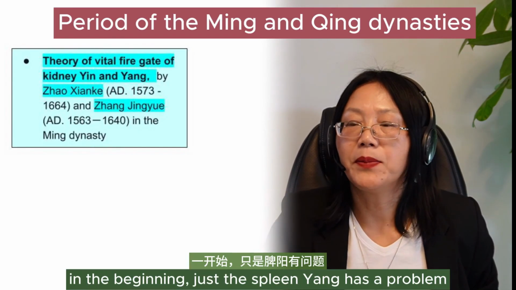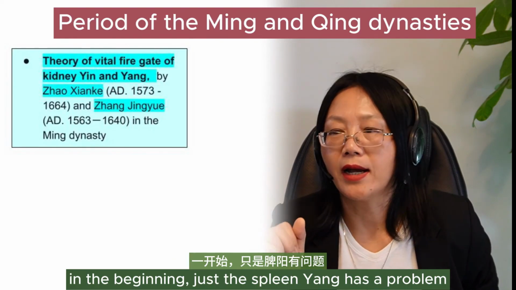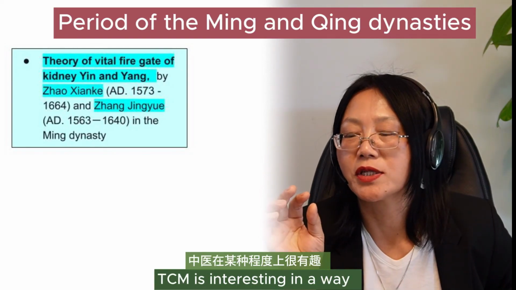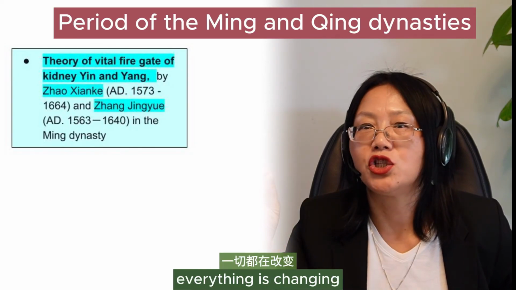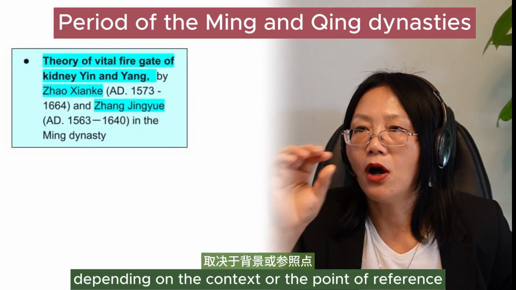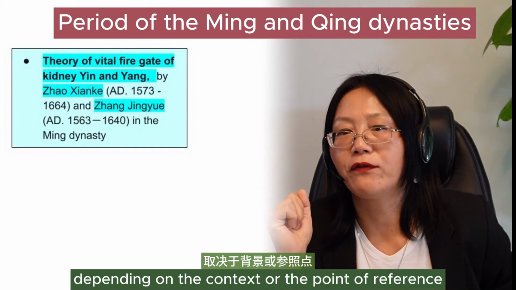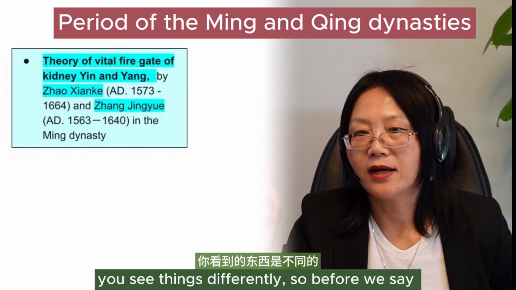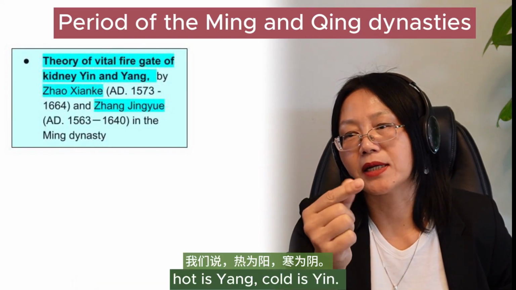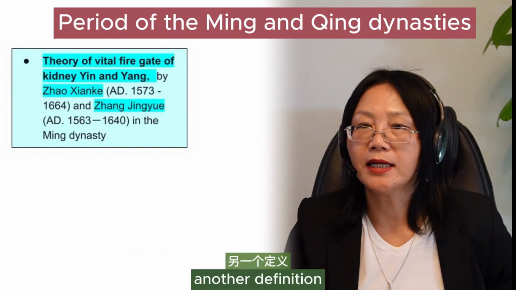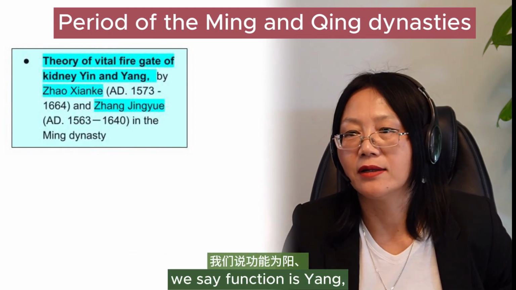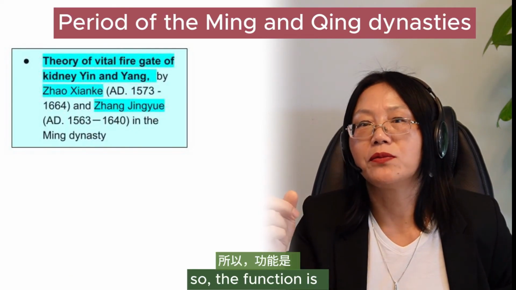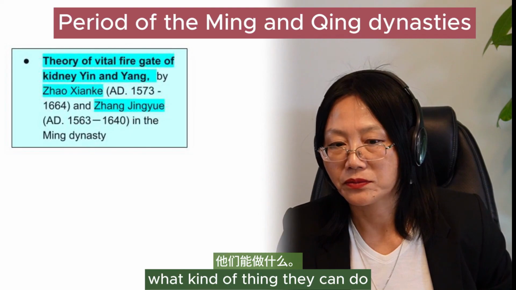For example, at the beginning, it's just spleen yang that has a problem. Yang here is talking about function. TCM is interesting in a way. Everything is changing depending on the context or the point of reference. You see things differently. Before we said hot is yang, cold is yin. In this perspective, we make this definition. In another definition, we say function is yang. The organ itself is the yin. The physical organ is yin.